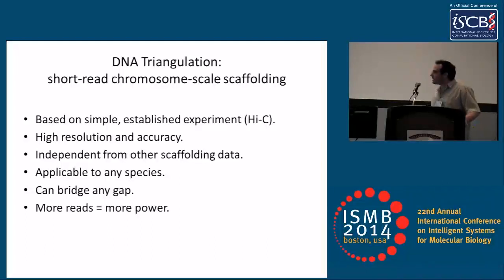Okay, so to summarize, I told you about this method or set of methods called DNA triangulation, in which for the first time you can use short reads to do chromosome-scale scaffolding. It's based on a very simple experiment called Hi-C. It's really easy to do. They do it in a lot of labs.